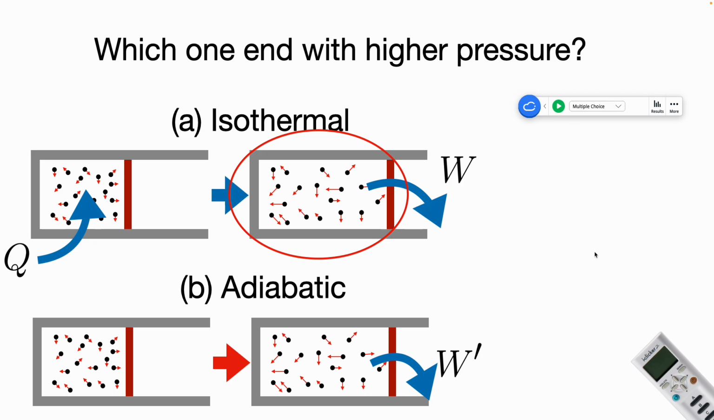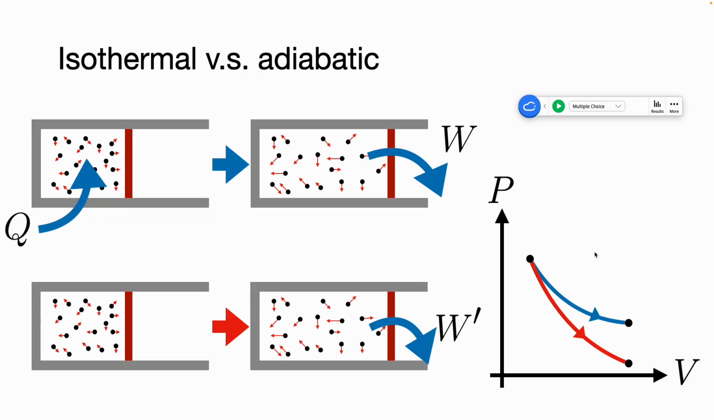Good. So because the pressure will be the same, the pressure will be higher for isothermal at the end.